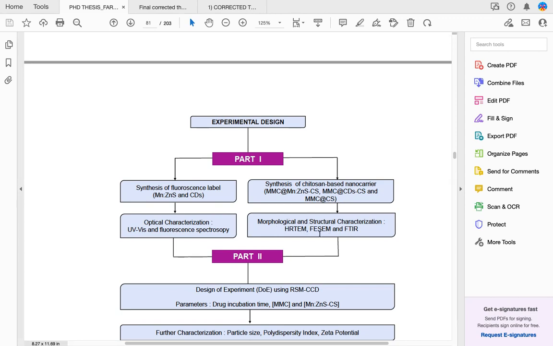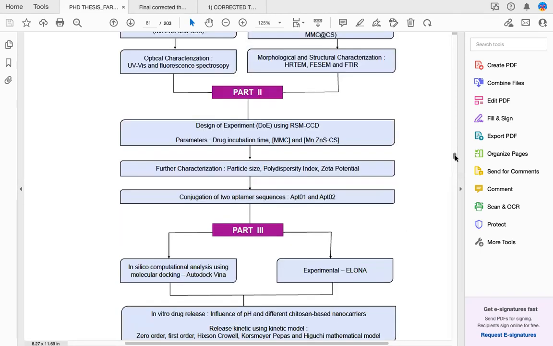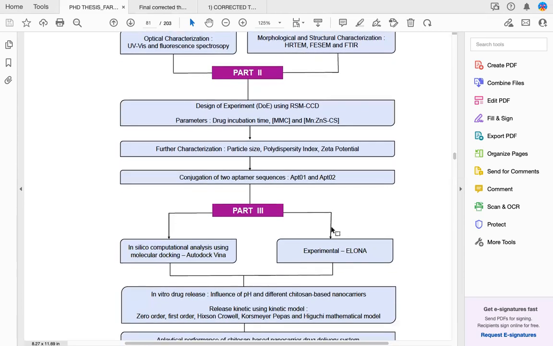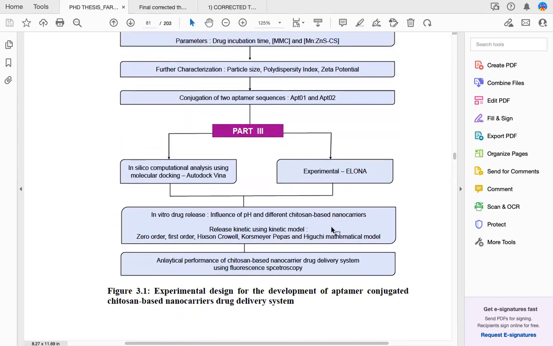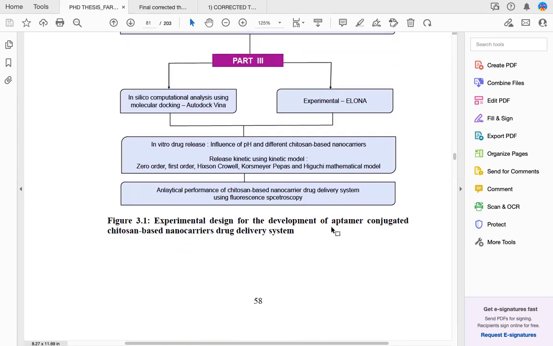So we look at how the discussion goes on these types of work. And then part 2 is more on parameter study. Yeah, we look at it. And part 3 has docking and in vitro drug release. We'll look at it if it is relevant. Okay, so remember part 1, part 2, part 3. Let's jump to chapter 4.